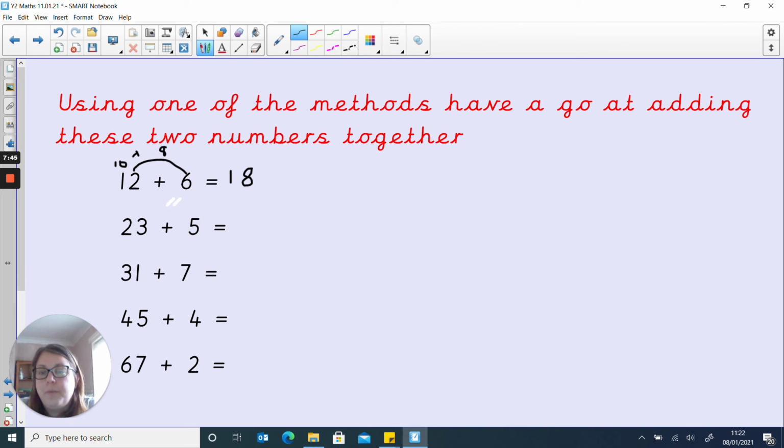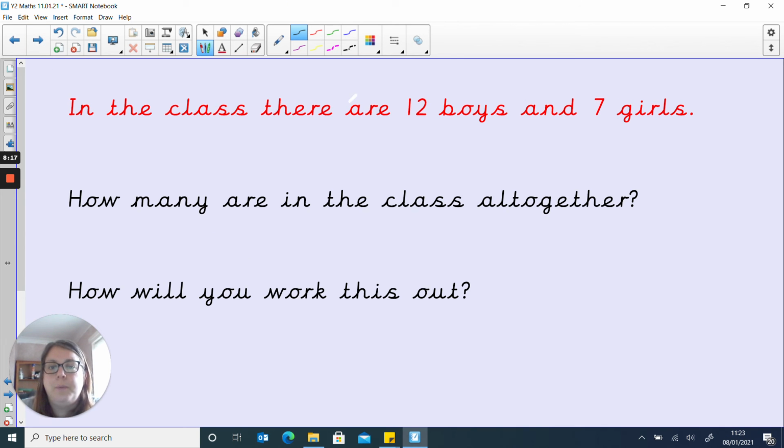So I know 3 and 5 is 8 and then I've got to add on my 20. So that's 28. 1 and 7 is 8 and add on my 30, so that's 38. 5 and 4 is 9 and add on my 40, so that's 49. And then the last one, 7 and 2 is 9 and add on my 60, so that's 69. Hopefully you were able to do it like that where you could recognise your bonds and add on the tens afterwards.